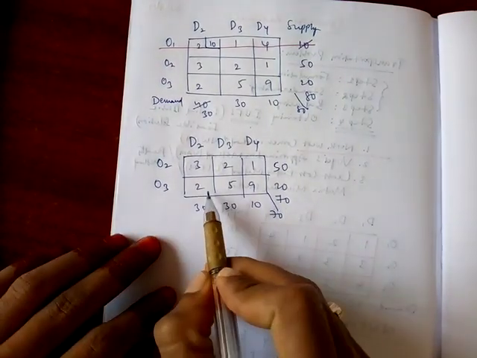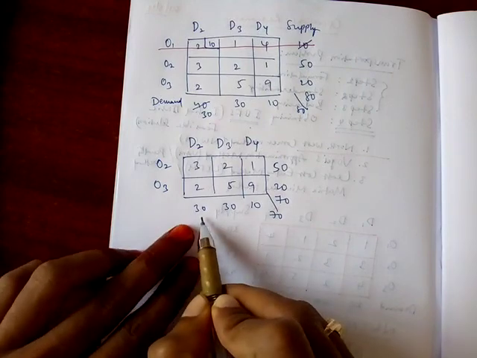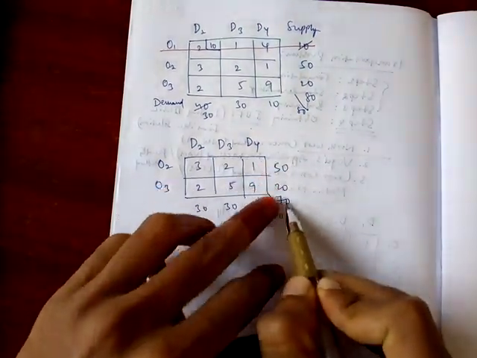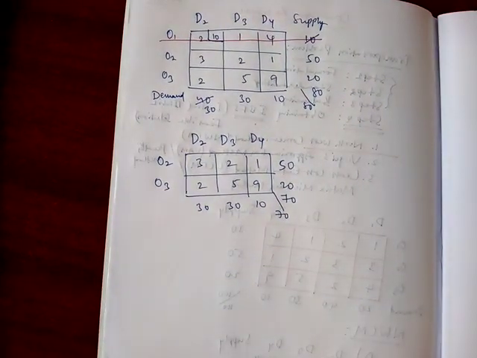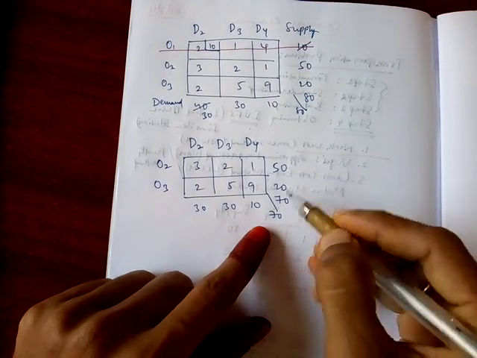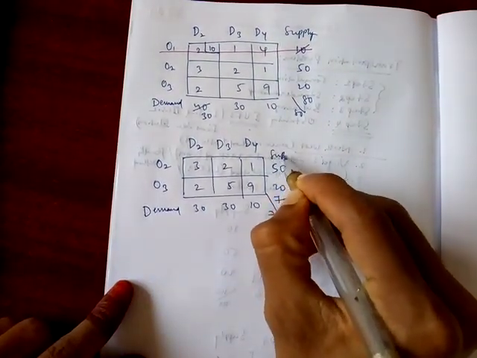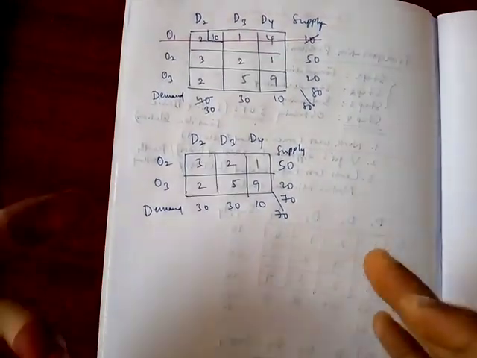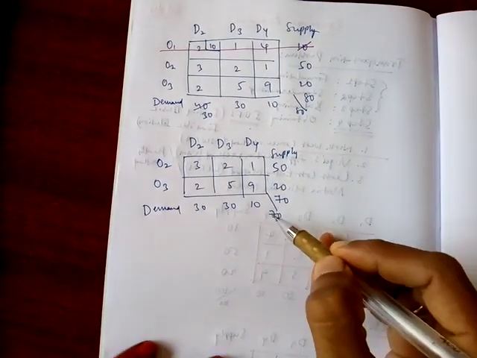See, this is the latest table. Here it is 30, 30, 10. Here it is 70. Here from here also it is 70, 70 by 70. Checking point is every time these two should be same. Demand should be equal to the supply. If these two are not equal, it means we are making some mistake somewhere. Let us check again. Okay, so it is 70 and it is 70.